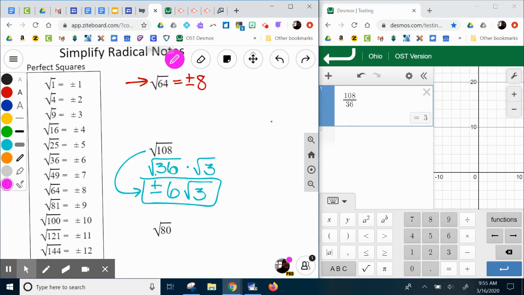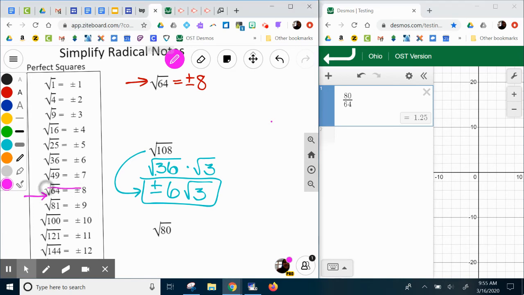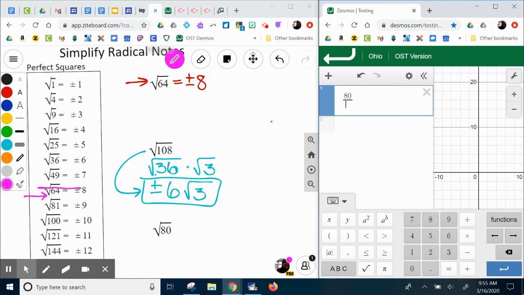Next one is the square root of 80. The square root of 80 falls right here between 81 and 64. So I'm going to go ahead and start dividing that to see which one divides in evenly. So 80 divided by 64. Nope, decimal. And I'm going to go ahead and do 49. 49 is a decimal again. So I've got 36. Nope, decimal. So I've got to do 25. 25 is a decimal, so I'm going to leave that one out. Then I've got to try 16.